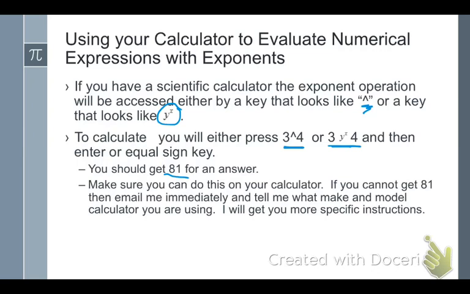Or you can email me the make and model of the calculator you're using, and I may be able to email you back some more specific instructions, but make sure you can do this problem. 3 to the 4th. If you see that, make sure you know how to get 81 from your calculator.